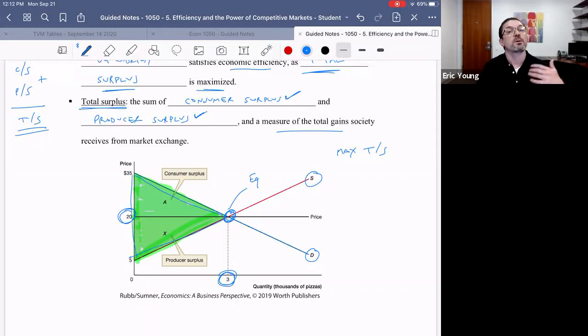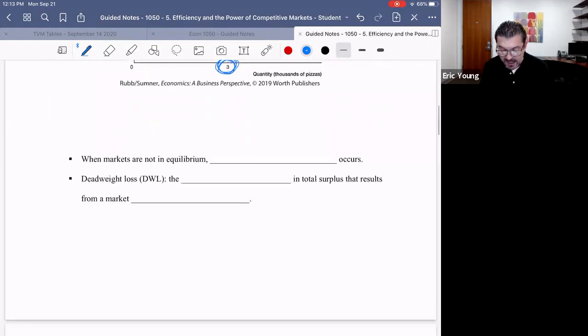So again, we're building into a discussion, we're building into a model where we're going to argue that a competitive market with supply at equilibrium is going to generate an output, equilibrium quantity, and a price, equilibrium price, that maximizes the size of our total surplus triangle. To understand that, it's helpful to take a look at a situation when markets are not in equilibrium.